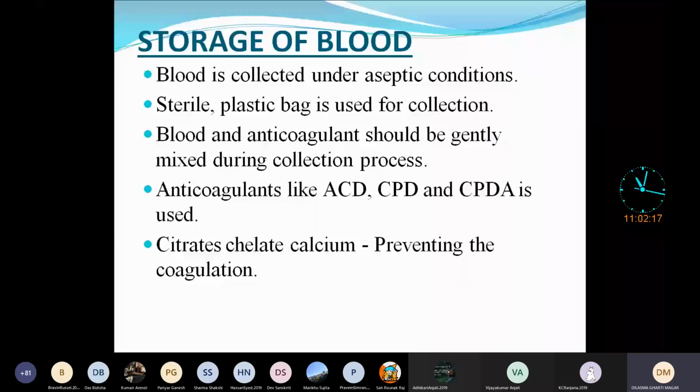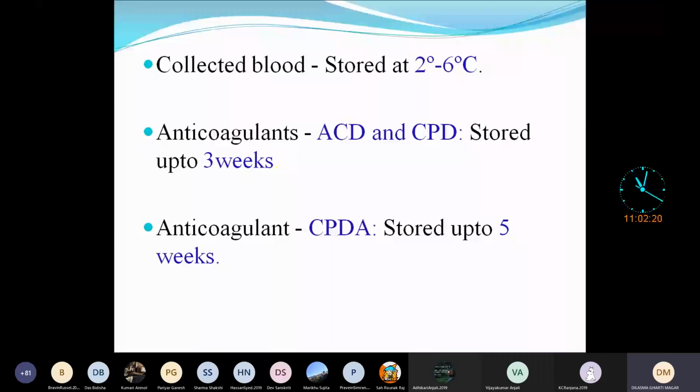Now the collected blood is stored at a temperature of 2 to 6 degrees Celsius, but usually here in our blood bank we will maintain it at 4 degrees Celsius. And then the anticoagulants, which I already told you also, the ACD and the CPD. Whenever these anticoagulants are used, the blood is stored for 3 weeks, and whenever CPDA is used, the blood can be stored for 5 weeks.